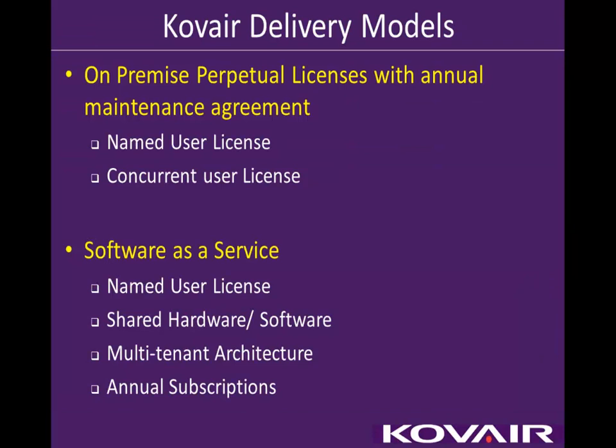Kovair is delivered 2 ways. One is on-premise perpetual license. We support both named and concurrent users. For smaller companies, we also offer the software as a service, where they share hardware. We won't be doing that. So you are interested in on-premise, right? Yeah. Okay, all right.